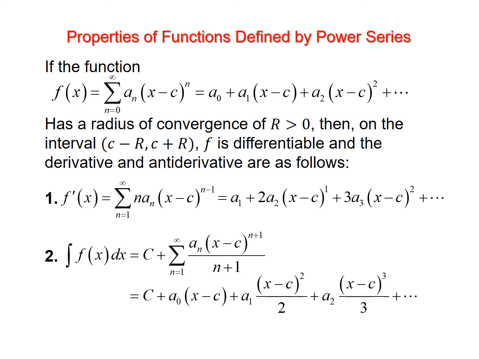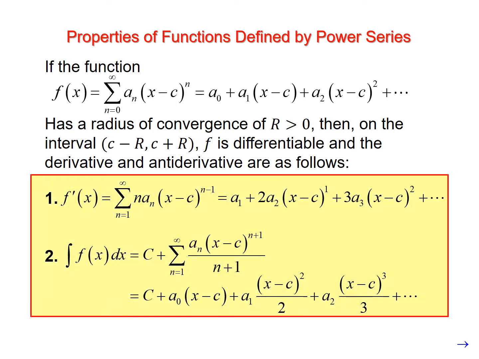And if we take the antiderivative, we get our constant. We'll put that at the front. So we have c plus, and the antiderivative of a sub 0 is a sub 0 times x minus c. The antiderivative of a sub 1 times x minus c is 1/2 a sub 1 times x minus c squared, and so on. So we can apply our integral and derivative rules to a power series.